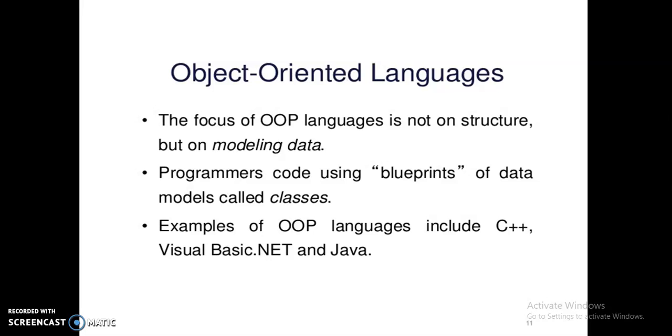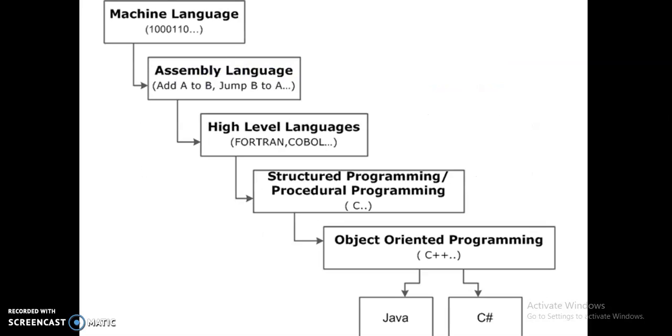And then object-oriented programming languages. The focus of OOP languages is not on structure, but on modeling data. Programmers code using blueprints of data models called classes. Examples of OOP languages are C++, Visual Basic .NET, Java, C#, Perl. All these languages are examples of object-oriented programming.